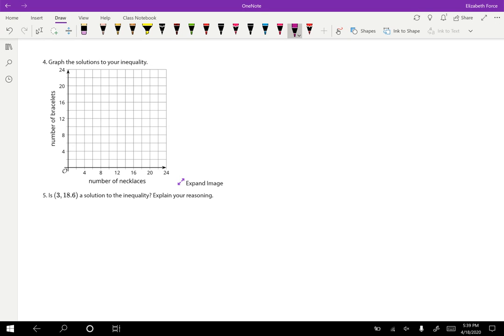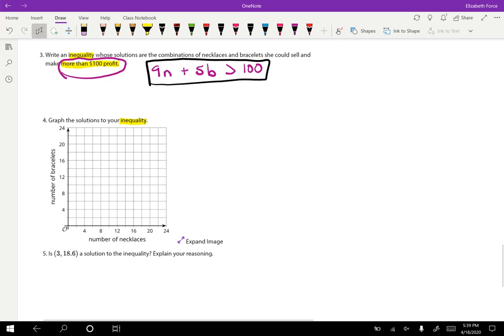Okay, guys, we are getting close to the end of this problem. In numbers 4 and 5, they want us to actually graph the solutions to your inequality. So we need to take a look at our inequality first, which was up here. So I'm going to write that down as 9n plus 5b has to be greater than 100.